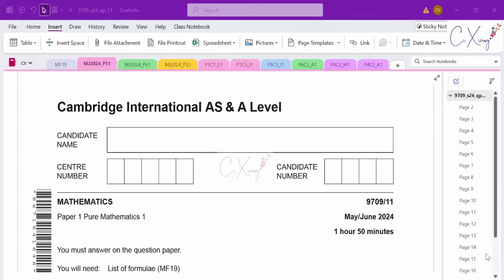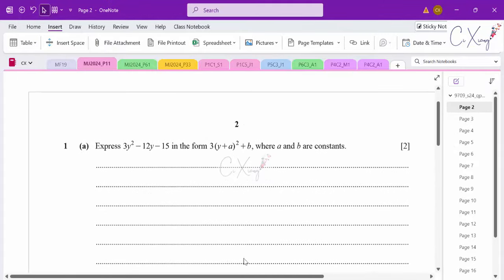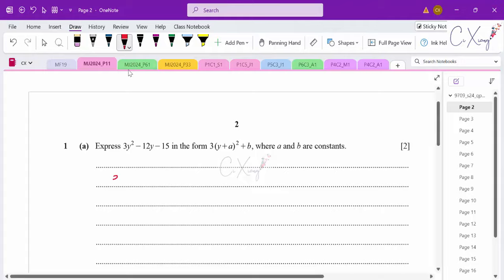Alright, so for this video, we'll start discussing the Pure Mathematics 1 paper for May-June 2024, paper 1-1. We start with question number 1. In the first part, they want us to express this expression in completed square form, where a and b are constants. So we can start directly here.